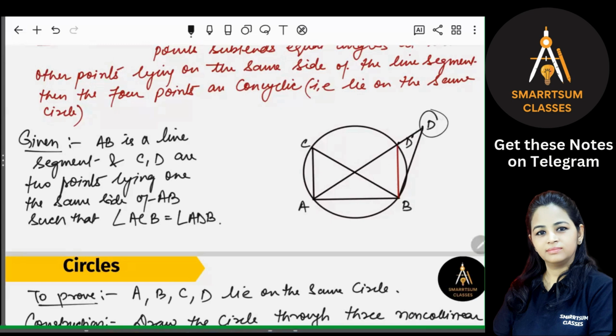So this AD will intersect the circle, right? At point D dash, right? So as you can see here, it is D dash at which this AD is intersecting the circle, right? And this AD dash, when produced, it can join at D and we can meet D and B, right?